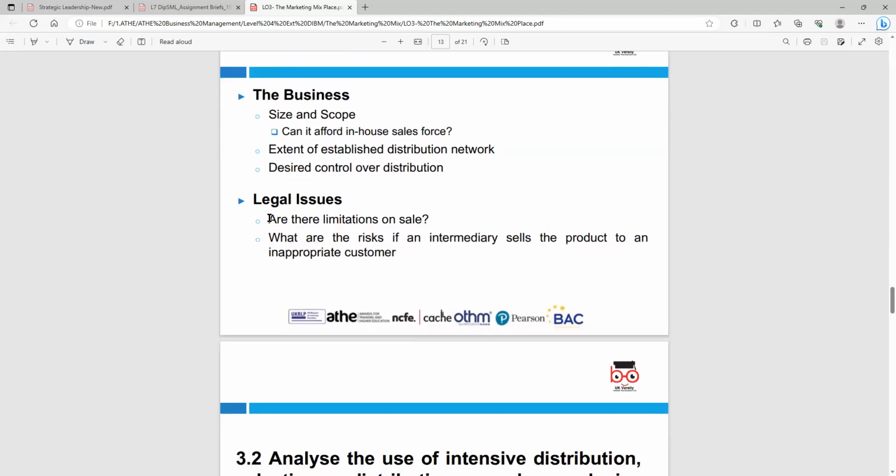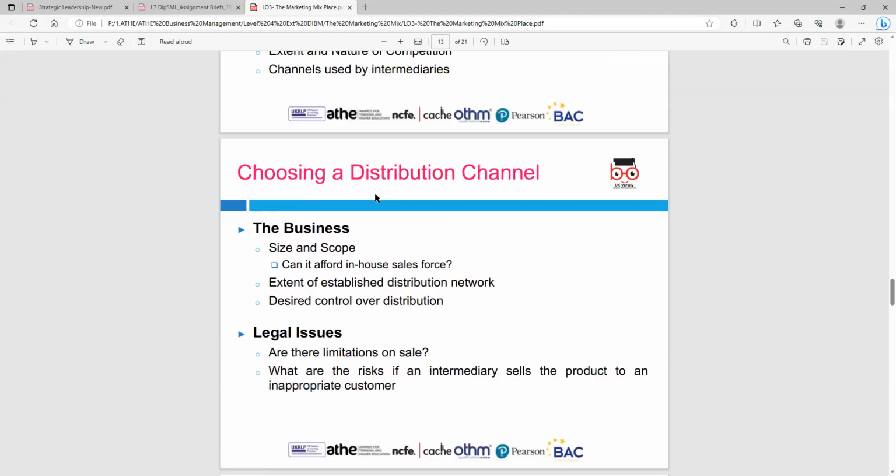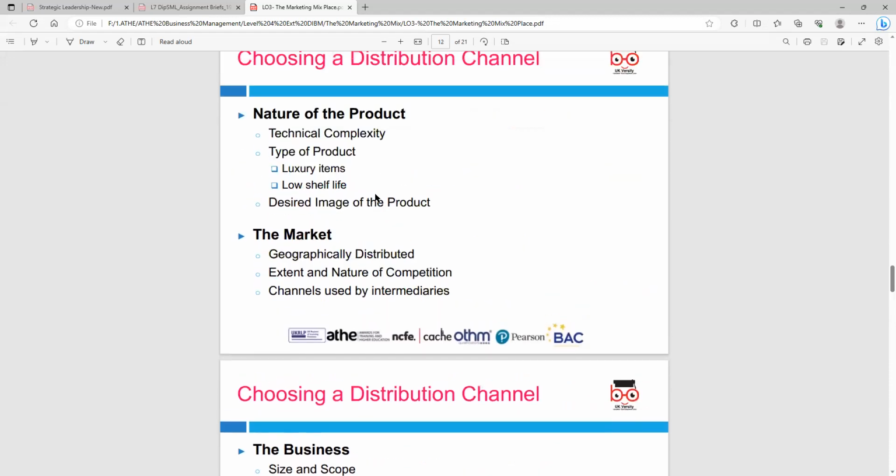And the other thing is the legal issues. What are the limitations on sales? For example, what are the risks if an intermediary sells the product to an inappropriate consumer? Okay, so it depends on the nature of the product, the nature of the business, legal issues, and maybe arrangements between yourself and the other intermediary or agent. So when you are choosing a distribution channel, you need to look at different factors, right? Yes.